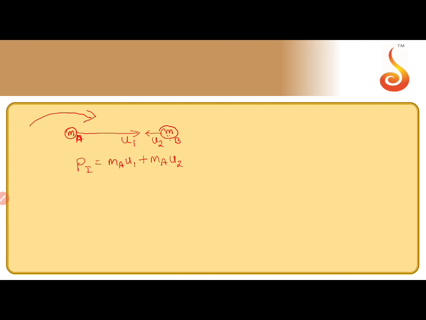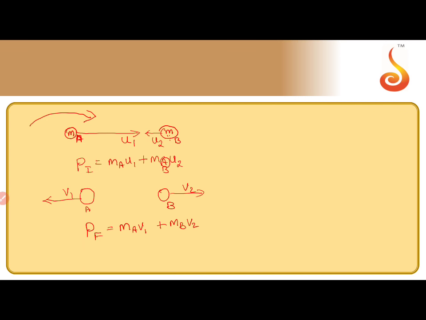After collision, let us assume A starts moving in this direction, B starts moving in this direction, with velocities v1 and v2. Then the final momentum will be equal to MA v1 plus MB v2. So I made a mistake here, it should have been MB.